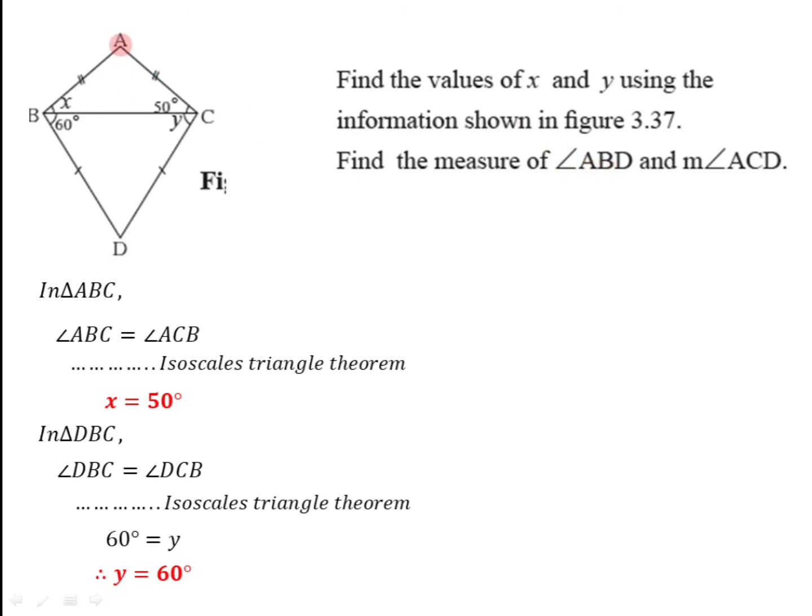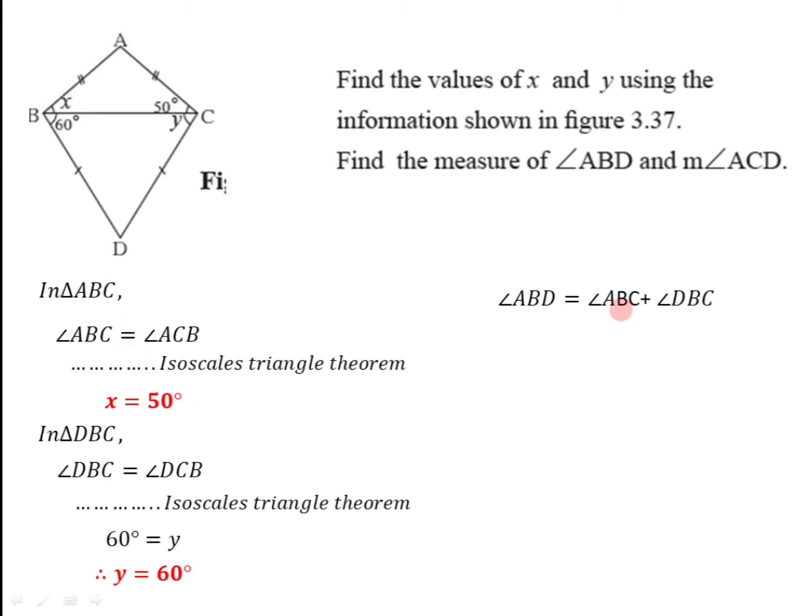Now as we can see in the diagram, angle ABD is formed by two smaller angles, that is angle ABC and angle DBC. So if we add these two angles, we get angle ABD. That is, angle ABD is equal to angle ABC plus angle DBC. Measure of angle ABC, that is X, we have found the value of X to be 50 degrees.